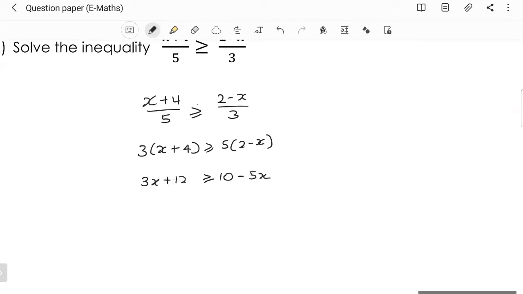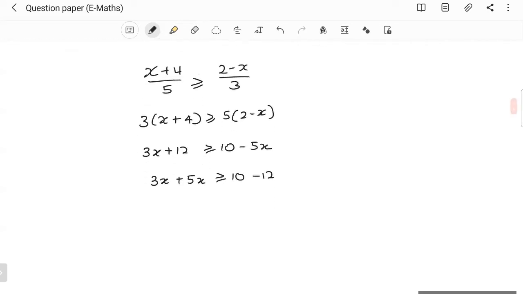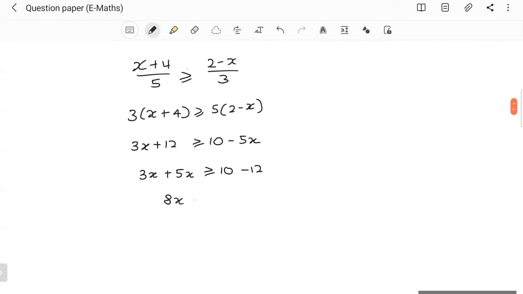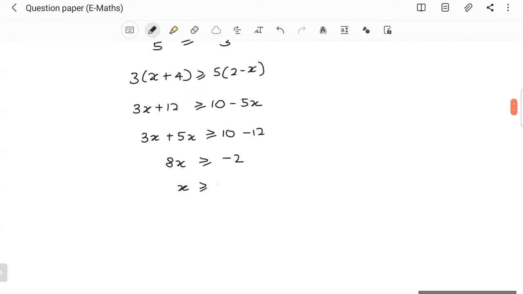We need to simplify. For this, I will shift all the x to the left-hand side, the numbers to the right-hand side. So I'll have 3x plus 5x more or equals to 10 minus 12. Just take note when you shift, the negative will become a positive, the positive will become a negative. Let's not make any careless mistakes here. Then we have 8x more or equals to negative 2, and this gives us x more or equals to negative 1/4.